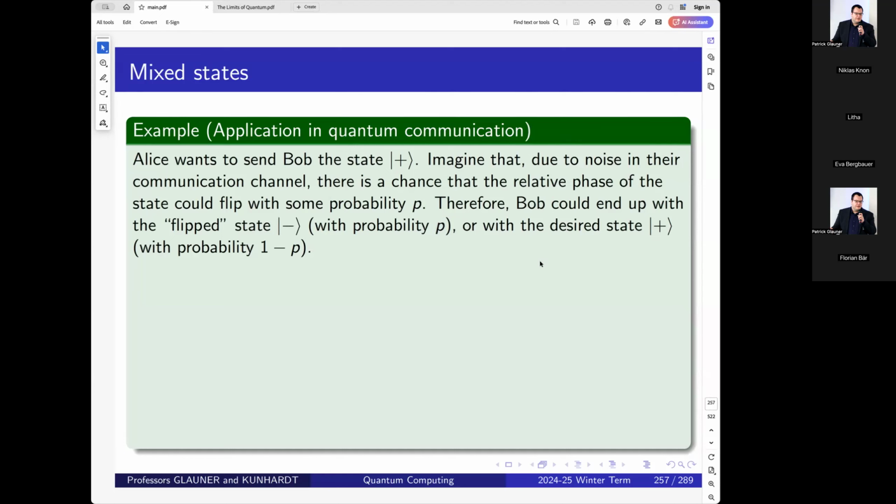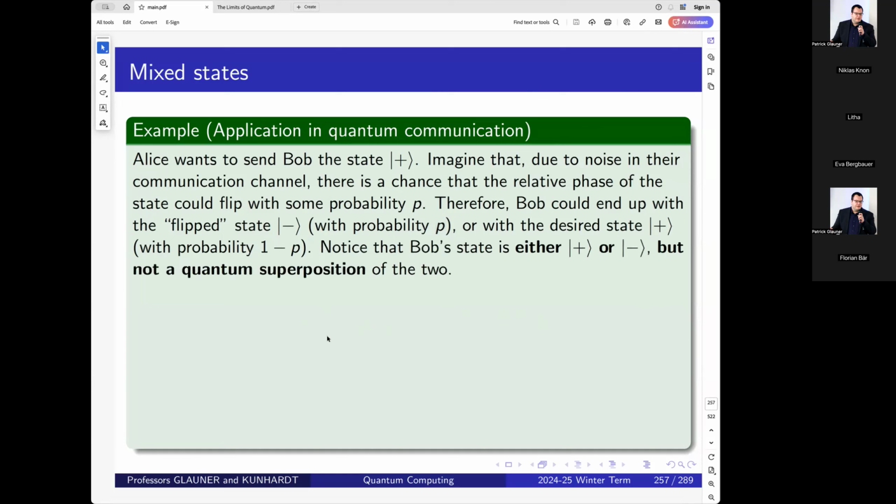So there's a probability that Alice sends to Bob the right state, or that Bob receives the right one, the plus ket, and that probability would be 1 minus P, because it either flips or it doesn't flip. For flipping, we have the probability P. For not flipping, 1 minus P. So Bob's state is either plus or minus ket, but not a superposition of the two, because it either flips or not.